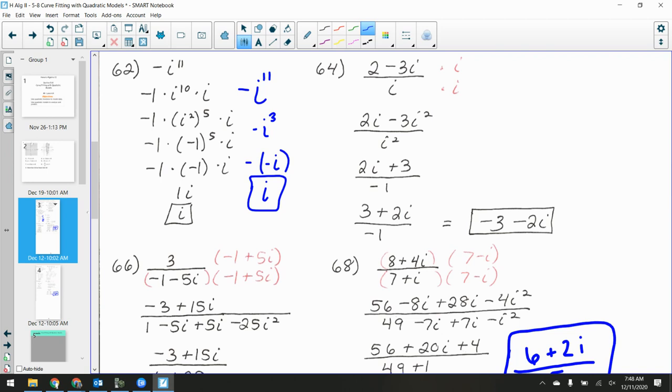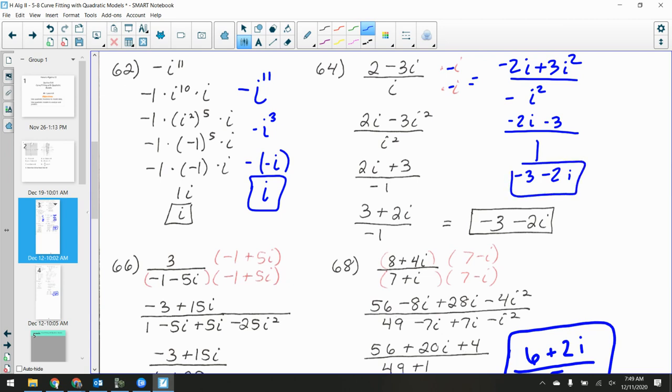Number 64, you may have multiplied by negative i, which would have gotten you -2i plus 3i squared over negative i squared, which would have gotten you a positive 1 on the bottom, and then -2i minus 3. So -3 minus 2i divided by positive 1, or just -3 minus 2i. Multiplying by positive i gets the job done too.